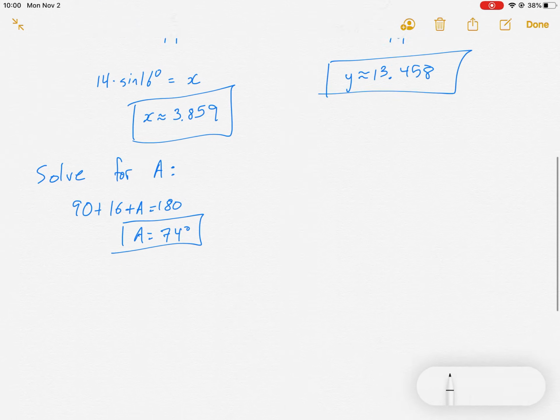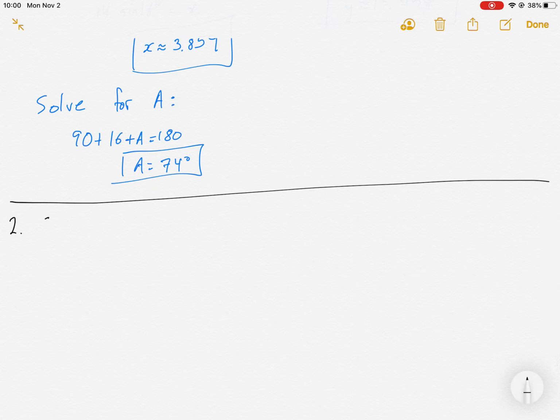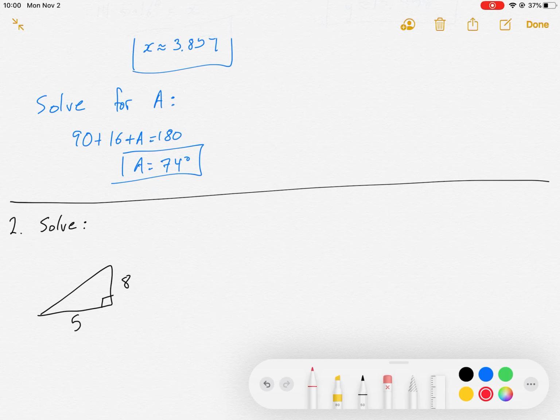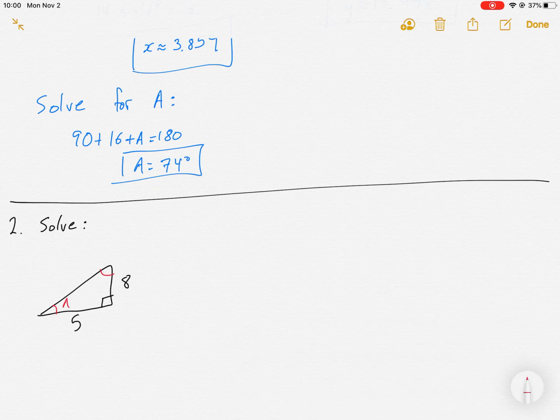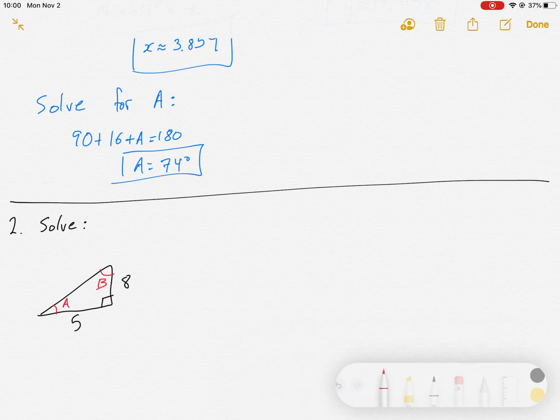Okay, let's try another one. I know this is probably pretty straightforward, but let's do another one just to see another type of example. Solve. Okay, so in this one, I'm going to call this side 5 and this side 8. So what we need to do is we actually have to solve for two angles in this case. I'll call those A and B. And then I also have to solve for this side length over here. So I'll call that X.